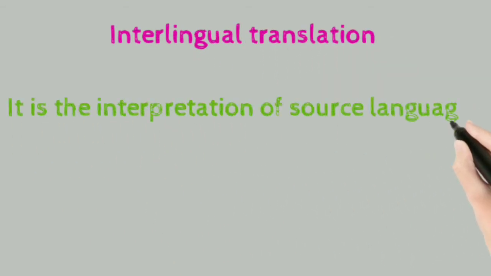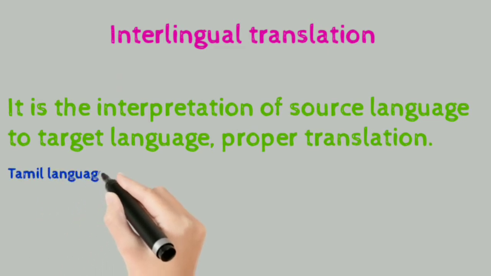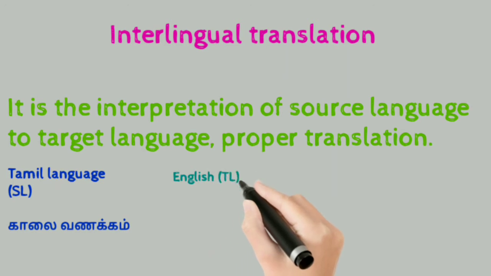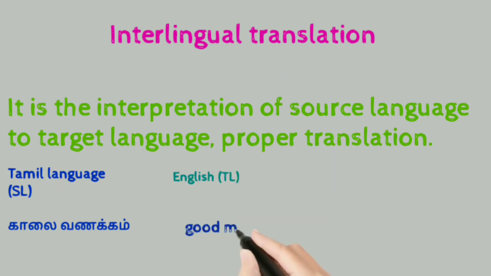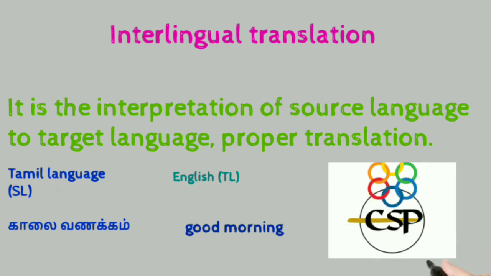Interlingual translation is an interpretation of source language into target language. For example, if the source language is Tamil, Kalai Vanakkam, and the target language is English, we translate it as good morning. So we translate the exact words like this. This is the proper translation, interlingual translation.